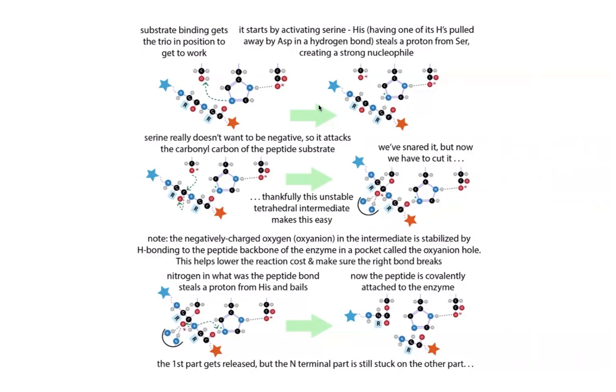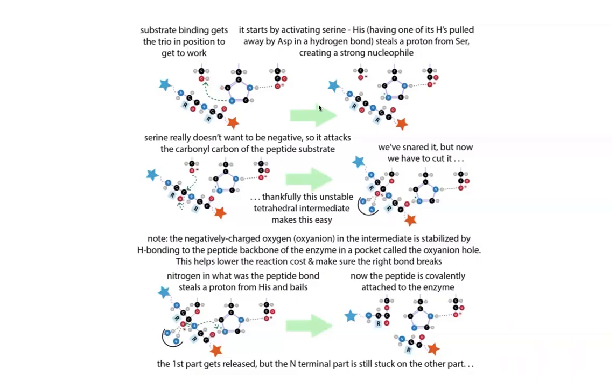And the enzyme, remember, what's it going to stabilize? It wants to stabilize the transition state. We're going to have that induced fit. The induced fit is going to help make it so that that trio is right in position to get to work. So first things first, we've got to pull off that proton from serine.